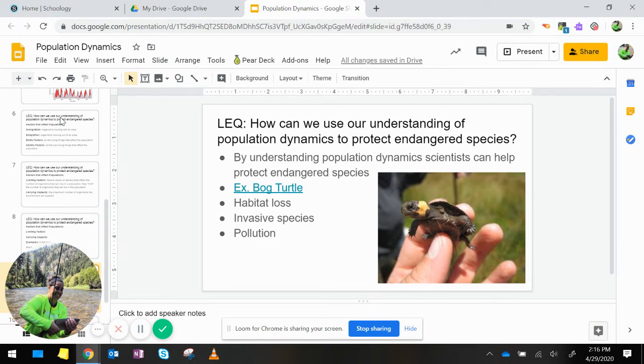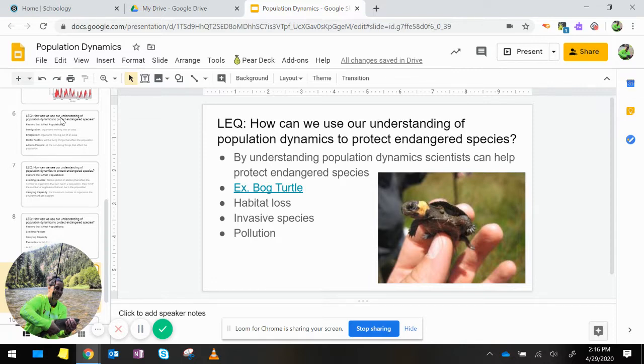Okay, so let's get back to the LEQ. How can we use our understanding of population dynamics to protect endangered species? Well, one endangered species that we have here in North America and in PA is the bog turtle. It's a little tiny turtle, and I took a picture specifically with somebody's hands in because the turtle is about 4 inches in size. So it is a very, very small turtle.